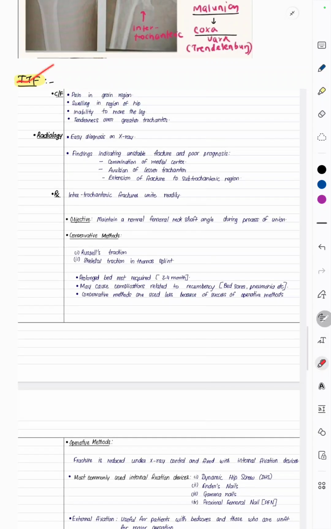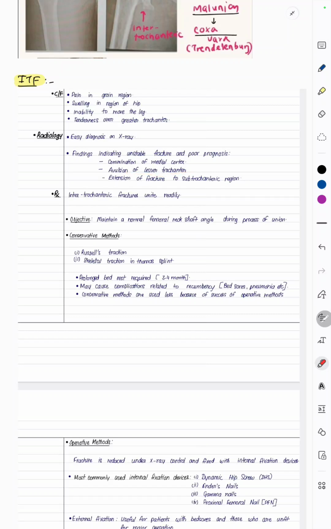Then talking about the intertrochanteric fractures, they have more pain in the groin region, and swelling is more as compared to the neck of femur fracture. Also, the patient is not able to bear weight. This is caused by moderate to severe trauma. On X-ray, the findings are a break in the medial cortex, avulsion of the lesser trochanter, and similarly extension of the fracture into the subtrochanteric region.